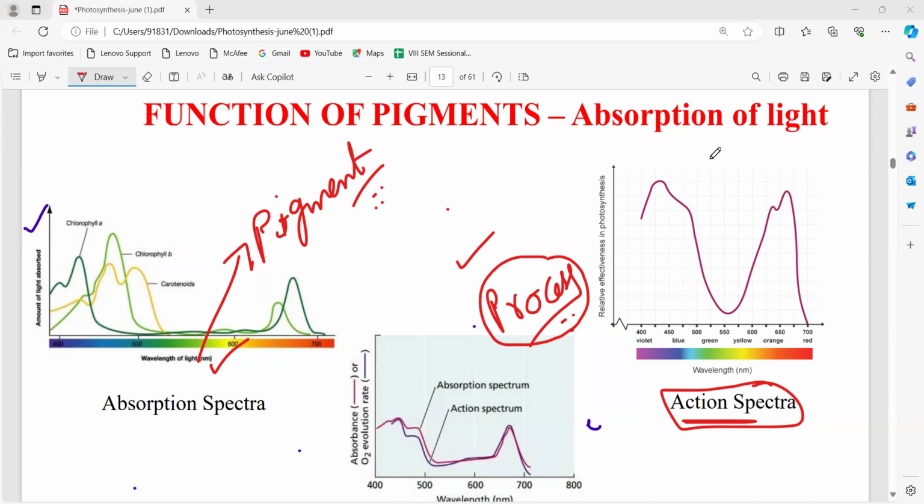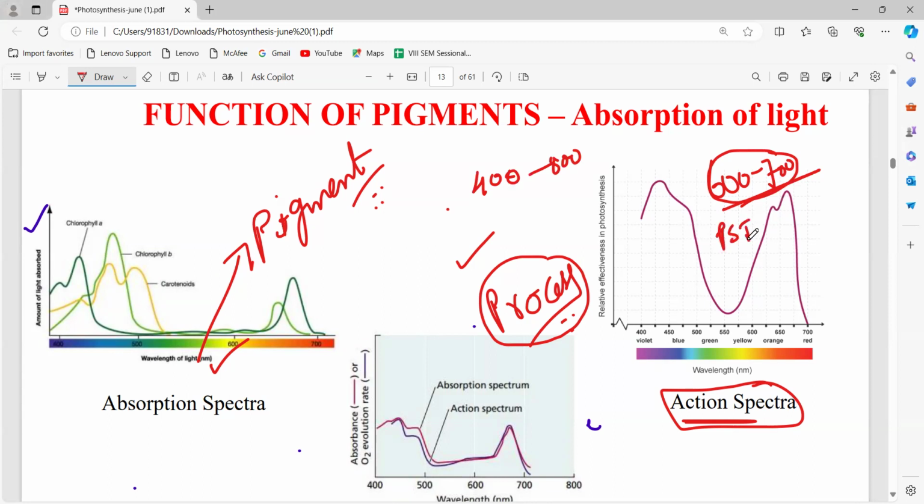So why only 600 to 700 nanometers? Because at 600 to 700 nanometers, friends, most of the pigments absorb the light, which is actually required. We can say 400 to 800 nanometers, but the most suitable wavelength for photosynthesis is 600 to 700. Why? Because PS1 and PS2 are actually absorbing the light at these wavelengths only. That is one of the major reasons.